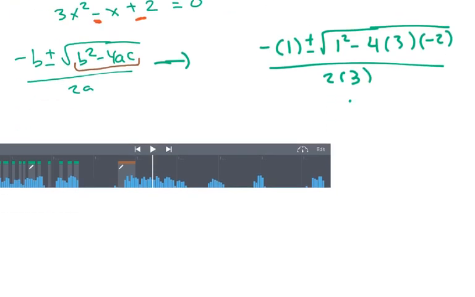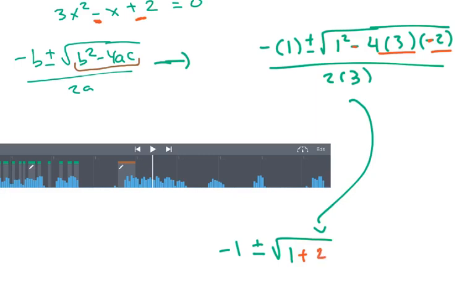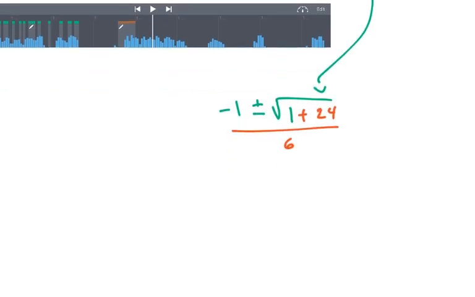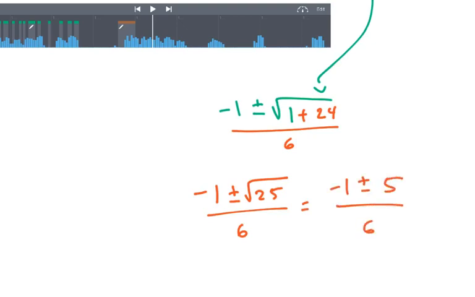If I solve this, what I end up getting is negative 1 plus or minus the square root of 1. Now what's interesting here is that because we have negative negative, this becomes a plus. This is 12 times 2, which is 24, over 6. So this becomes negative 1 plus or minus the square root of 25 over 6, which is nice because it comes out to be a perfect square. Negative 1 plus or minus 5 over 6.